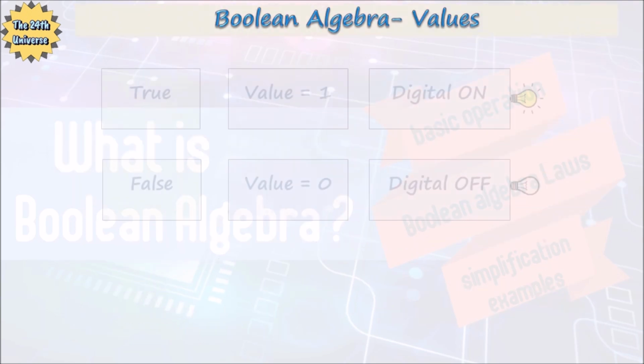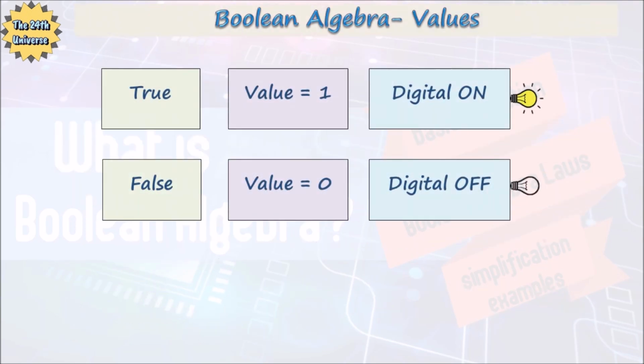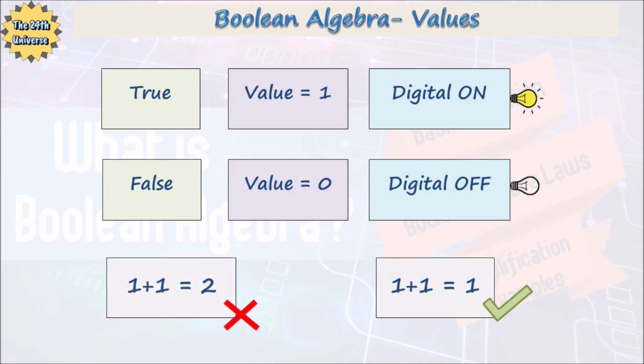In Boolean algebra, only two values are used, true and false, known as Boolean variables or truth values. True value is also known as digital on state and false value is also known as digital off state. These values are represented with the bits 1 and 0. They do not behave like the integers 1 and 0 for which 1 plus 1 equals 2, but here in Boolean algebra 1 plus 1 equals 1.